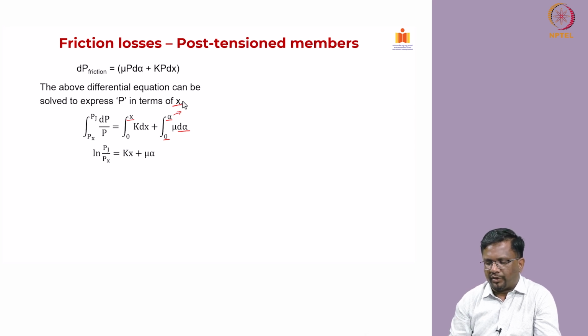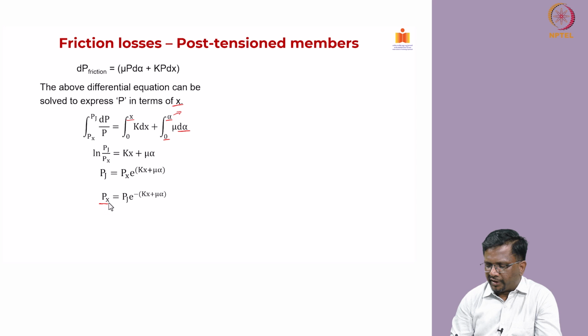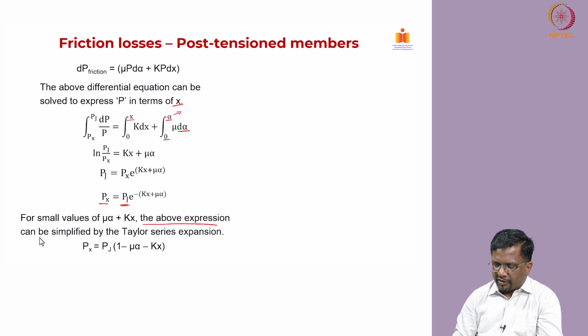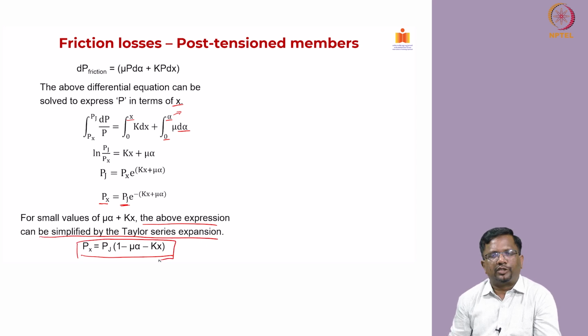Now, when you solve it, you get ln of Pj by Px is equal to Kx plus mu alpha. Now, Pj can be expressed as Px into e to the power of Kx plus mu alpha, and I want to express Px in terms of Pj. So, if you reverse it, you find Px is nothing but Pj into e to the power of minus (Kx plus mu alpha). For small values of Kx plus mu alpha, the above expression can be simplified by Taylor series expansion like this. So, you end up with this very simple expression: Px is nothing but Pj into (1 minus mu alpha minus Kx).